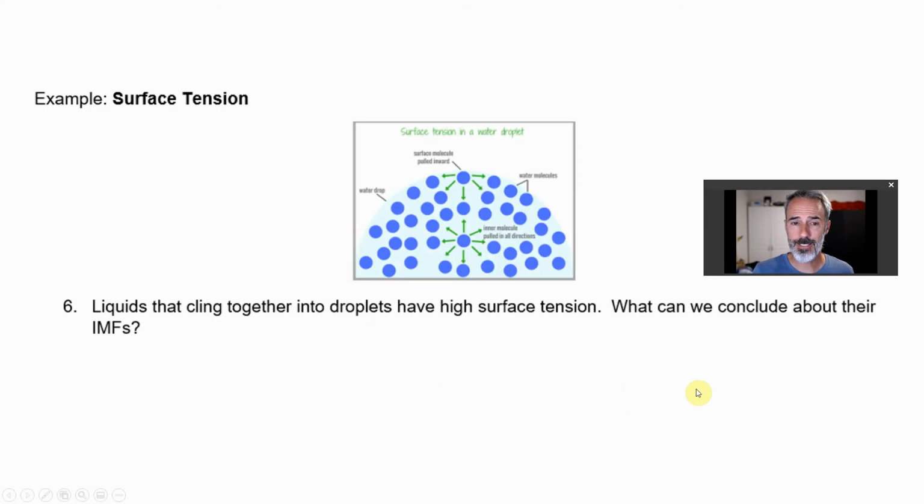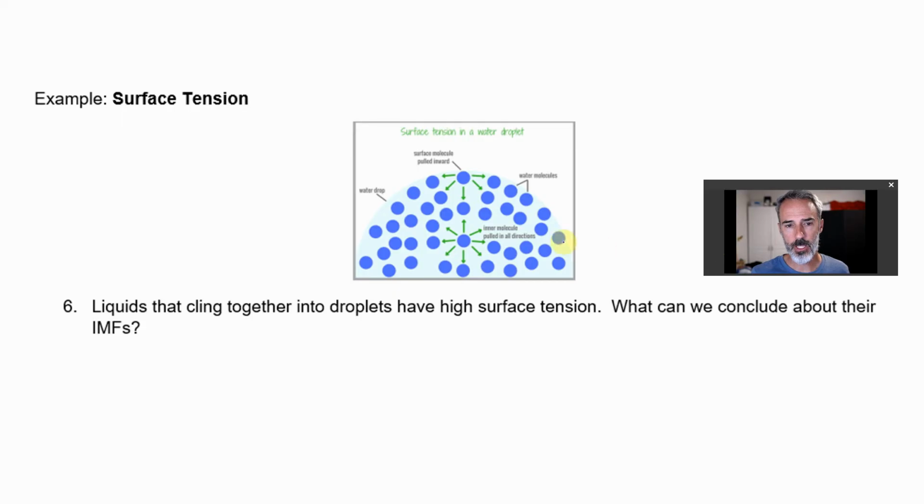Now, our last example is surface tension. Probably the most common example of it is when you look at your windshield, right? You will see that the water doesn't spread out very evenly when it rains. You'll get these little droplets, right?